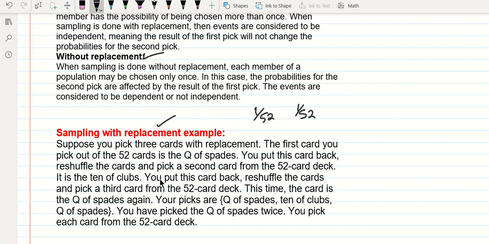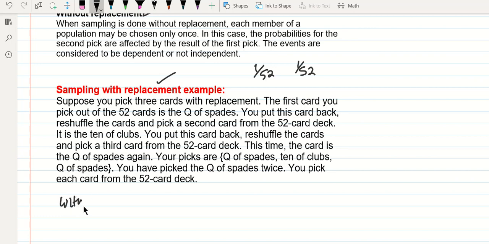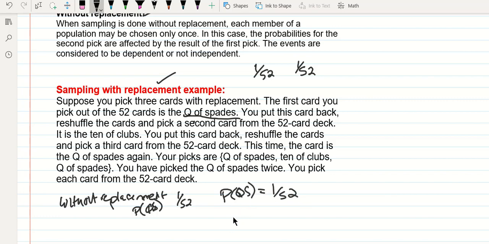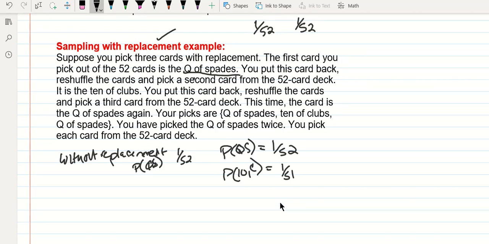However, without replacement means that we do not put the card back in. Let's say the same thing, the queen of spades. If we pull the queen of spades, the probability of QS is 1 out of 52. But if we're doing without replacement and we want the 10 of clubs, then it'll be 1 out of 51. That means we reduced it because we did not put that queen of spades back in there.